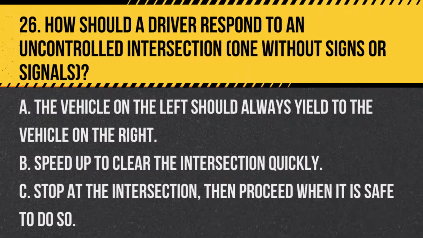Question 26. How should a driver respond to an uncontrolled intersection, one without signs or signals? A. The vehicle on the left should always yield to the vehicle on the right. B. Speed up to clear the intersection quickly. C. Stop at the intersection, then proceed when it is safe to do so.